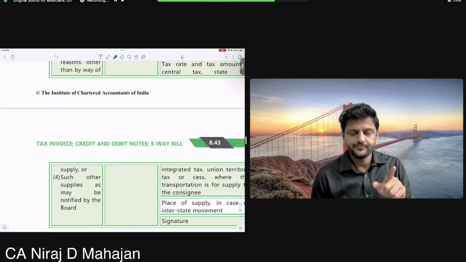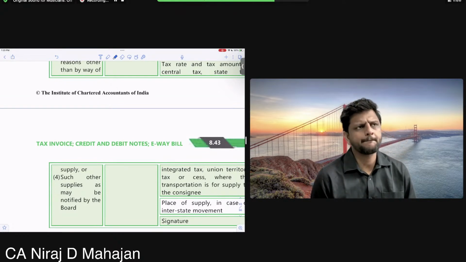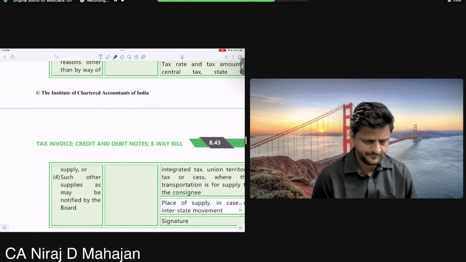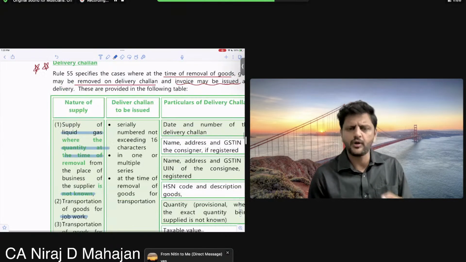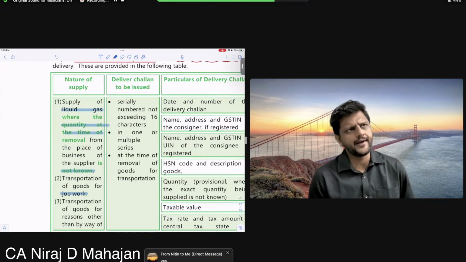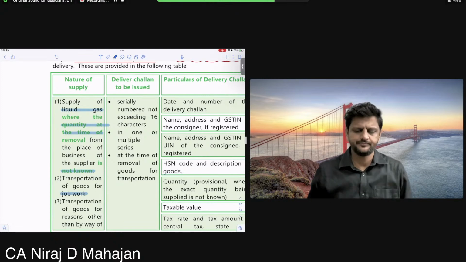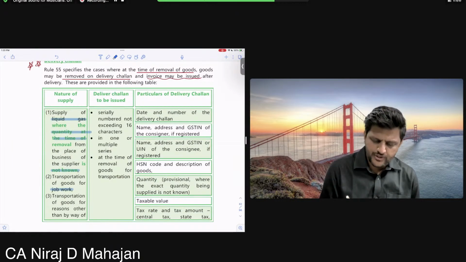Supply on approval or return basis. Correct, everybody? And such other supplies as the board may notify. So importantly, natural liquid gas, job work, any other movement of goods other than supply. Clear? At that time, we are not issuing tax invoices. So what will we issue? Delivery challan.